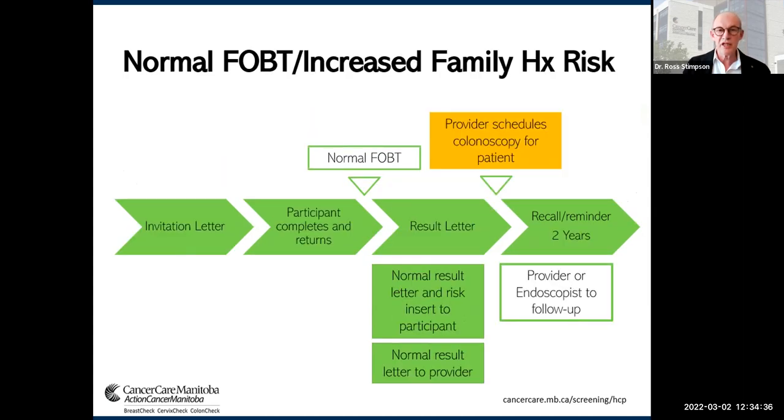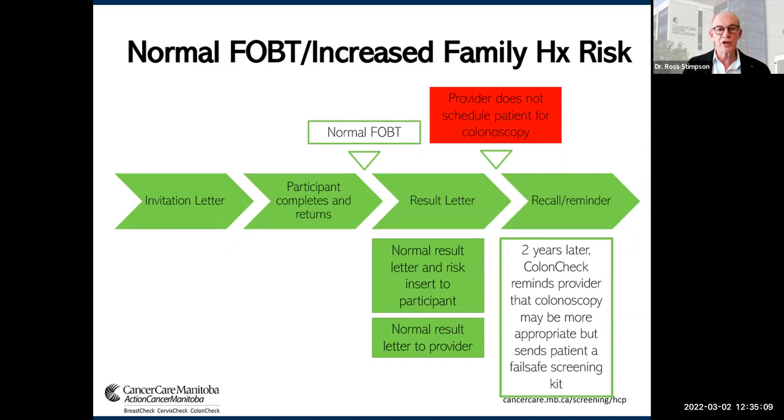With a normal FOBT, but an increased family risk history, again, that individual is supplied with a result letter along with the primary care provider. If the provider schedules a colonoscopy for that patient, whereas we would normally provide a recall reminder in 2 years' time, that provider and the endoscopist will then follow up with the patient according to those colonoscopy findings. We will not re-invite this individual to the program. Next slide, please.